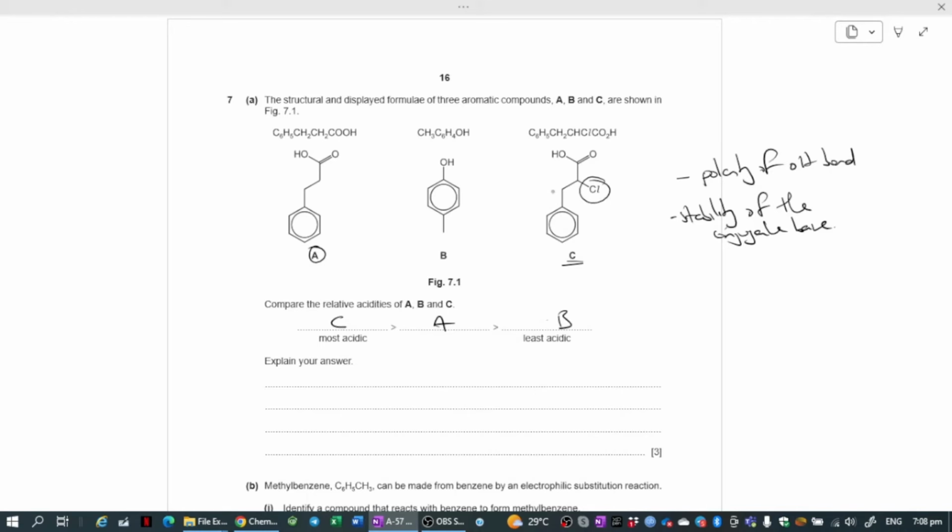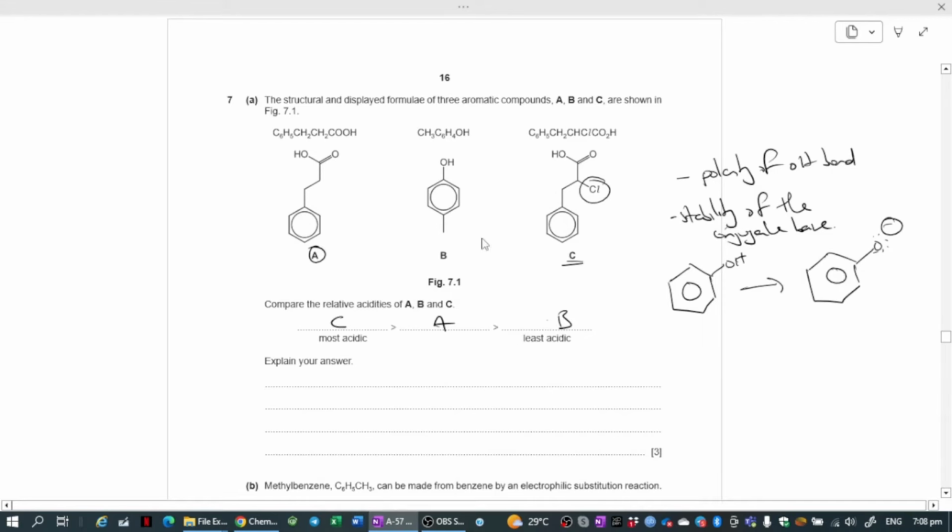So let's take, for instance, a phenol, just to illustrate the idea. The phenol, when it acts as an acid, will form the phenoxide ion. The phenoxide ion becomes our conjugate base. Now, what do we mean by the stability of the conjugate base?